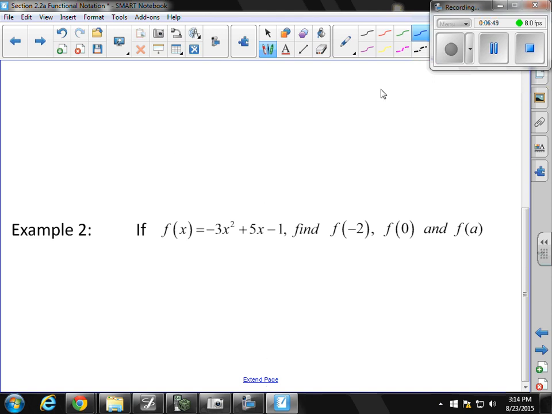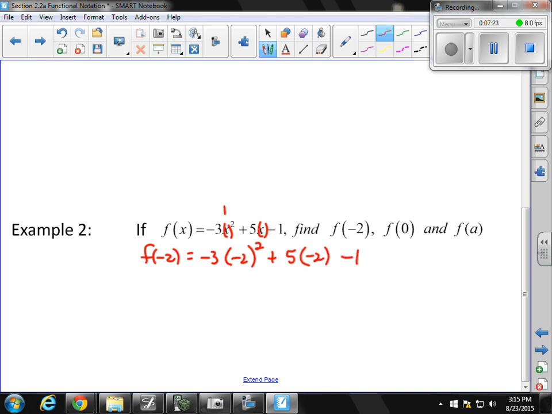And in our next problem, we're doing the same thing. This time we have a little bit different function. So we're going to do f of negative 2. Here is a place where your parentheses become really important. Wrap those variables in parentheses. Negative 3 times parentheses negative 2, and outside the parentheses we have the square. It's only the variable that has the parentheses wrapped around it. Plus 5 times parentheses negative 2, minus 1.